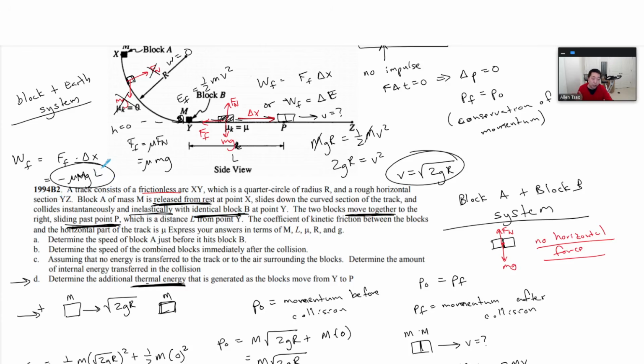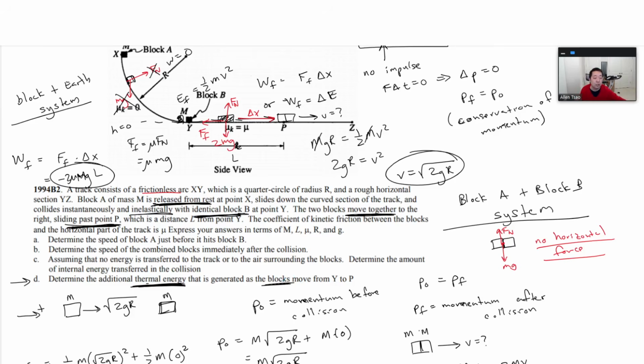So work of friction. Someone asked if it's 2 mg. That's right, it is 2 mg because it's 2 blocks. So it should be 2 mg. That is correct. It should have been a 2 mg. Why? Because it's the blocks, not just a single block, but both blocks. Ah, okay. Why is work done by friction negative again?